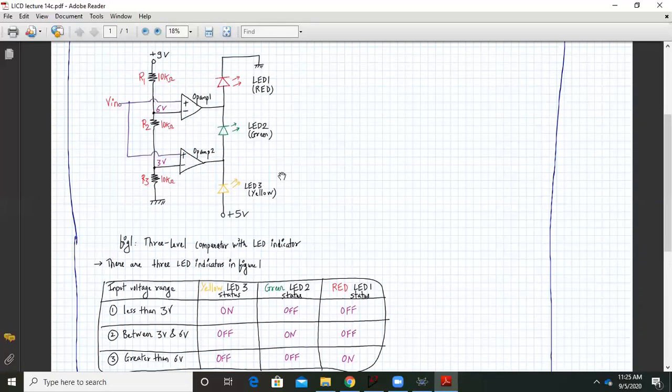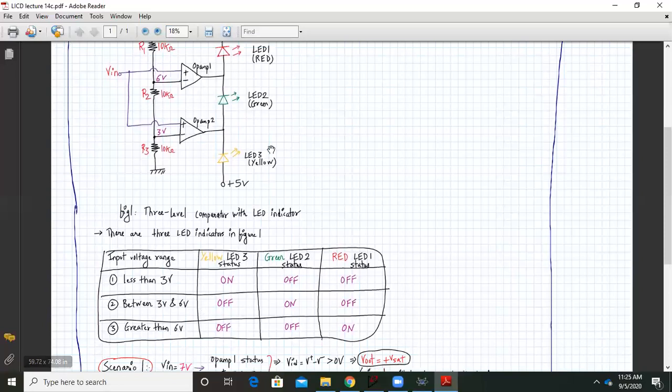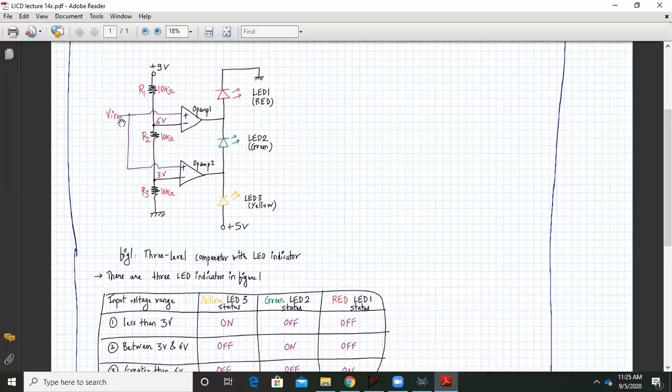Now, if the input voltage is between 3 volts and 6 volts, what will happen? Let's consider Vin as 4 volts. If you apply 4 volts to the non-inverting terminal, op-amp 1 will be at negative saturation. How? Here V plus will be less than V minus. So op-amp 1 output will be minus 13.5 volts, minus Vsat. And for op-amp 2, we have applied 4 volts to the non-inverting terminal, so V plus will be greater than V minus. So op-amp 2 will be at positive saturation, so plus 13.5 you will get.